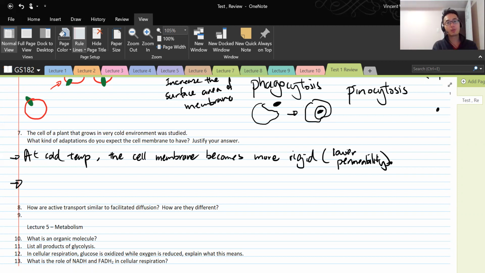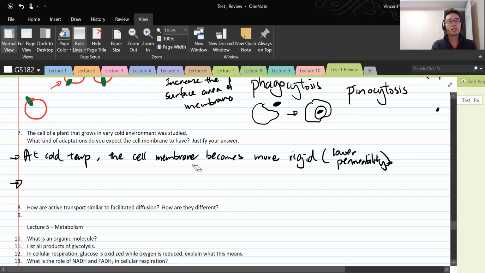So in the case of the ice crystal, there would be natural antifreeze in the plant that would prevent the ice crystal from forming. Okay. And that's what this question is asking, right? At cold temperature, what kind of adaptation would you expect?